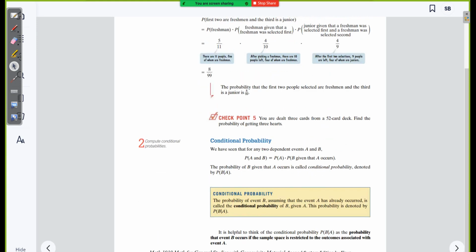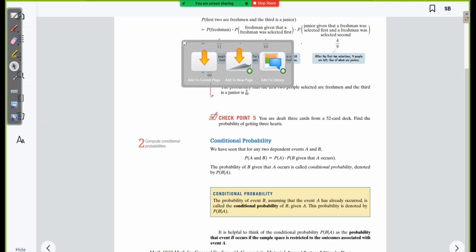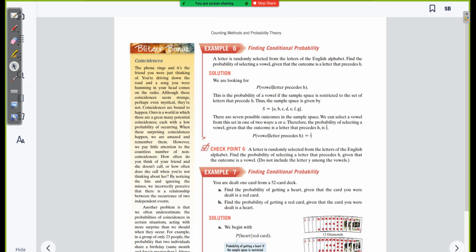All right, so next up, we're going to talk about conditional probability. Okay, so there we go. Conditional probability. Conditional probability problems are just more probability problems. Now we're going to have conditions, essentially. Well, that's the name, conditional probability.